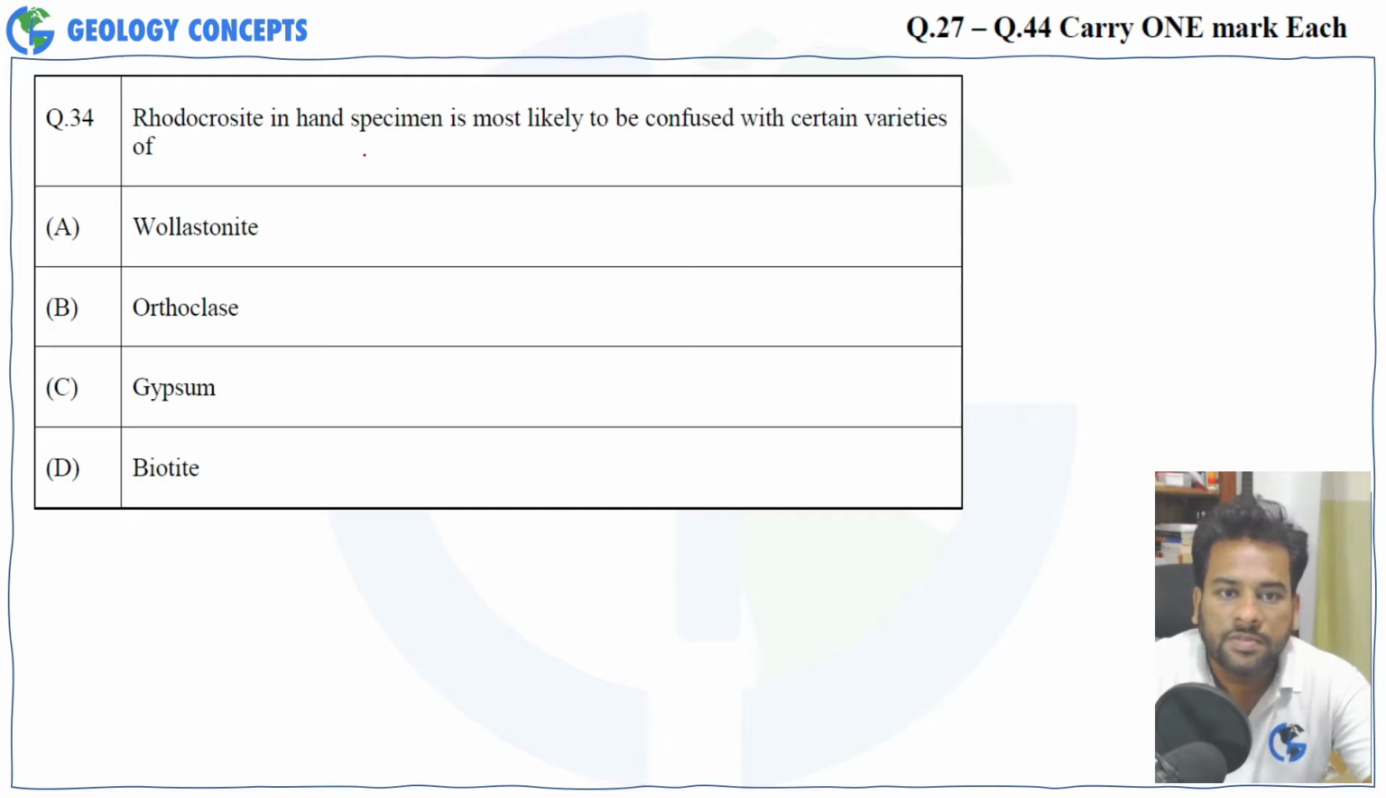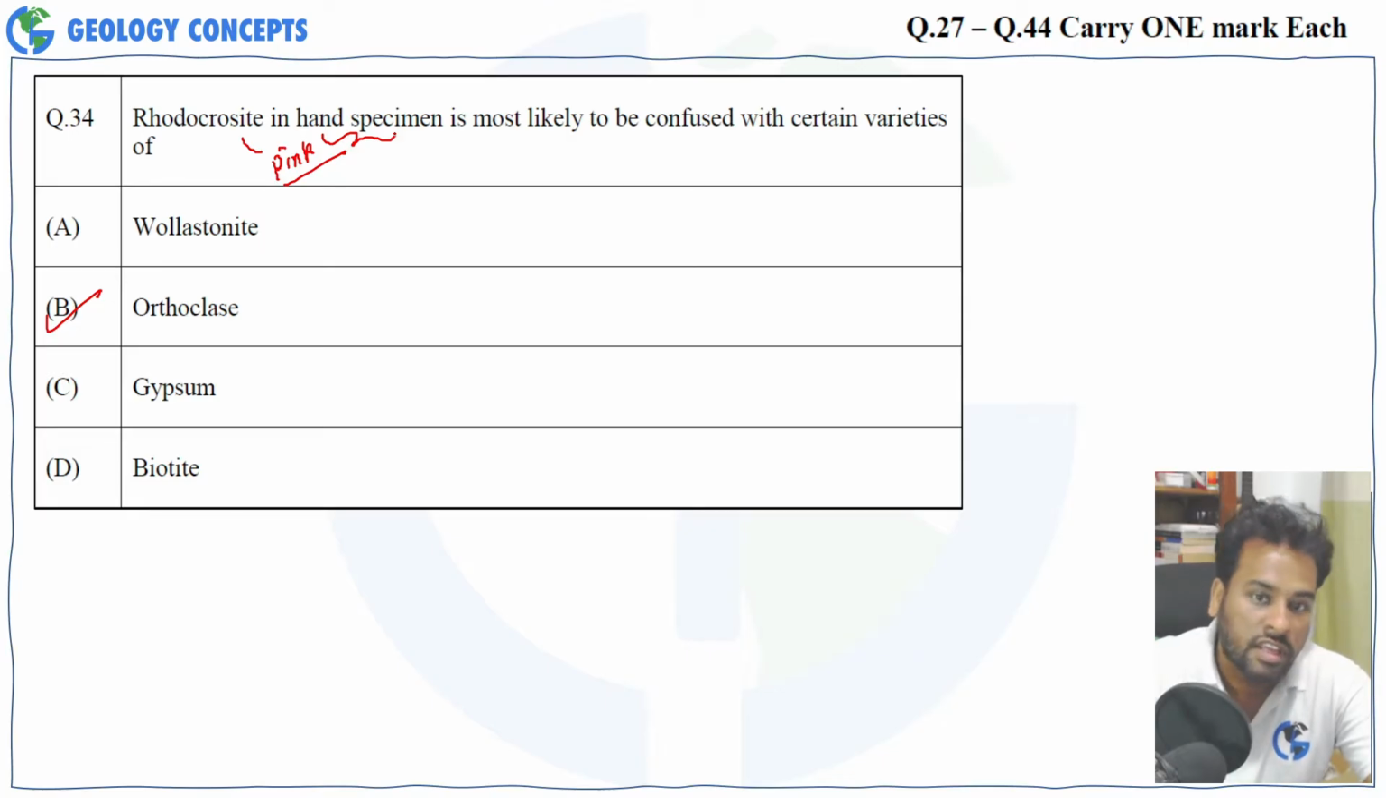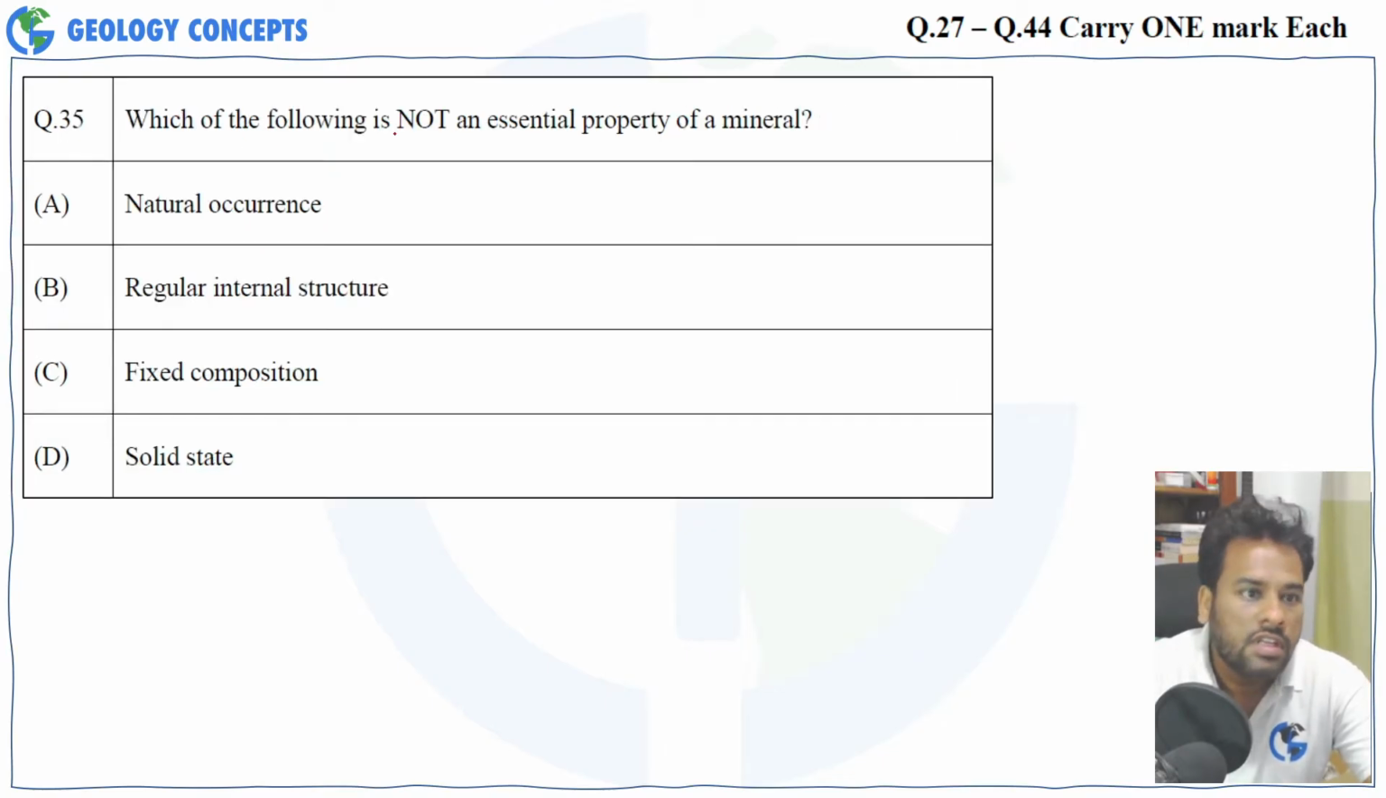Rhodochrosite in hand specimen is most likely to confuse with varieties of. Rhodochrosite is a slightly pink colored rock, right? So it can be confused with orthoclase, which is K feldspar. That is also pink in color. So there can be some confusion in the hand specimen. The confusion can be removed by looking at it in the thin section, but in hand specimen both are of nearly pinkish color, and that's why there can be confusion.